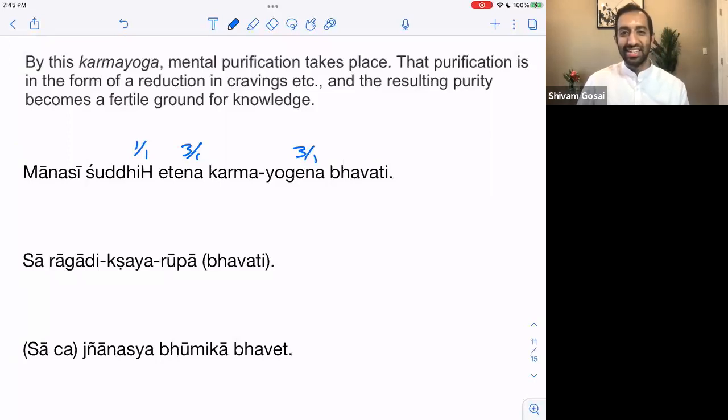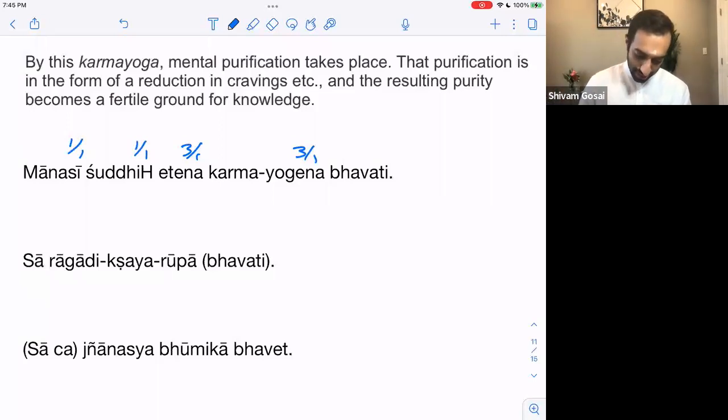Manasi, yes or no? You have to give the Indian head shake, yes and no. Yes, 1-1. Both of these are 1-1. Okay, so manasi shuddhihi bhavati.